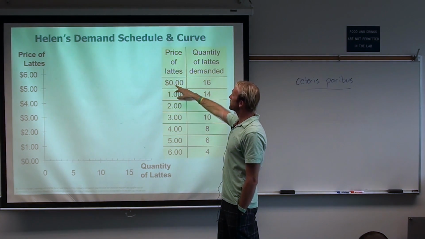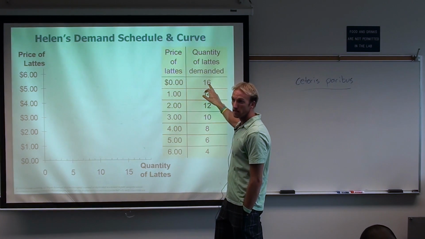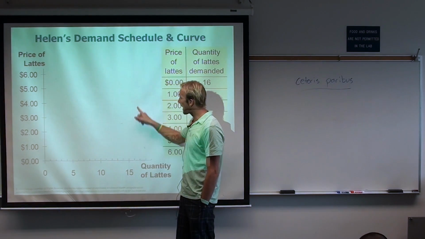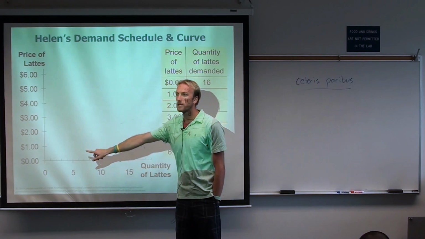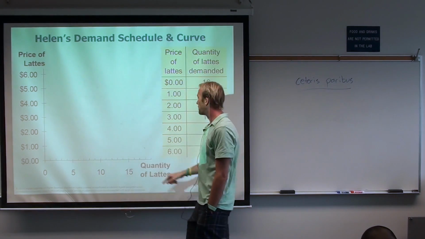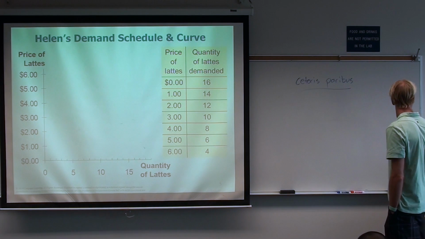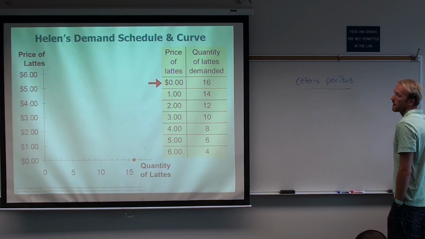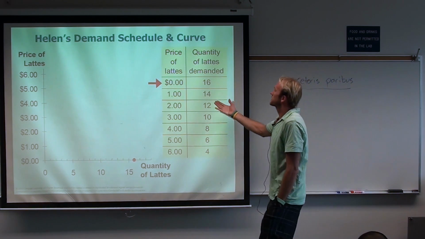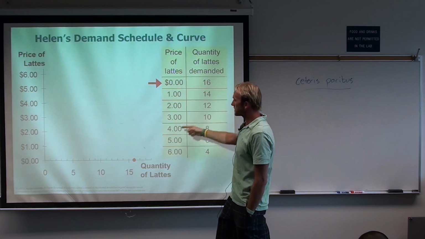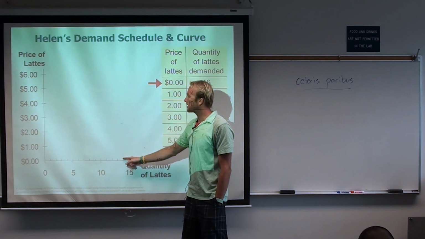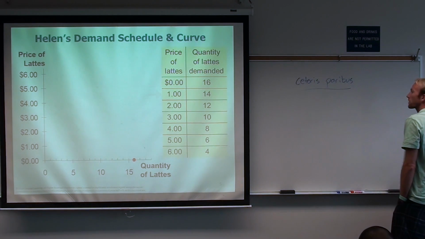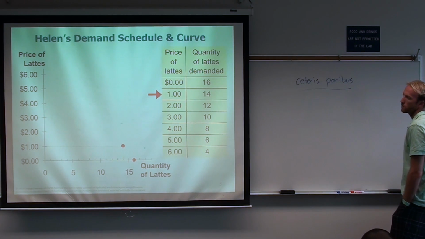So I'm just going to look. When the price is 0, she wants 16. So I'm going to get a point at 16. And how high or low will it be? Well, it's going to be at 0 on the y-axis. So I put it right at that point. And that's that first point. Now the second one is rather simple. I go down to 14, but then I go up to $1, because that's what this information is telling me. So that's this point.